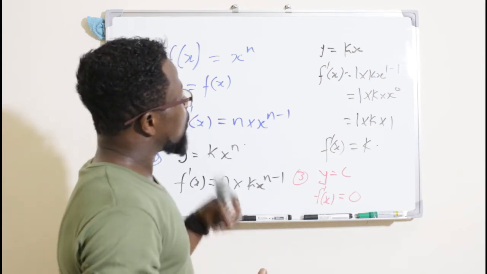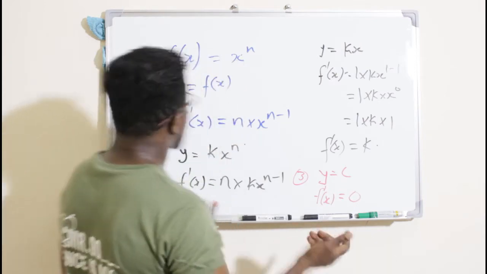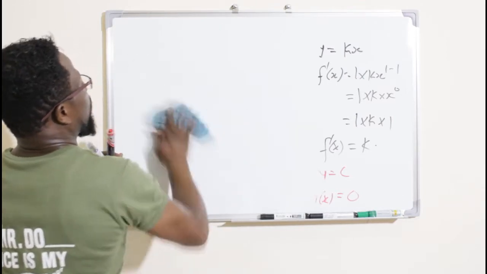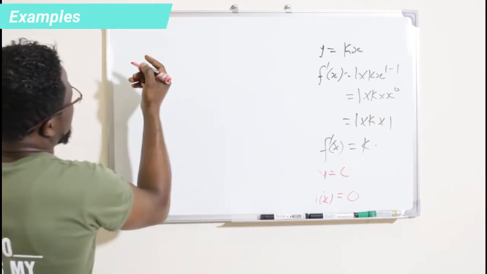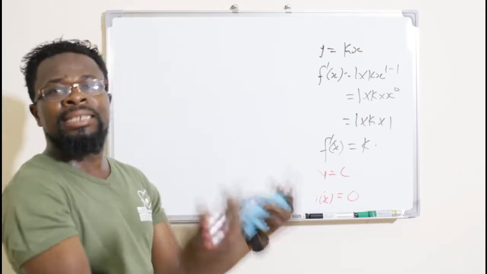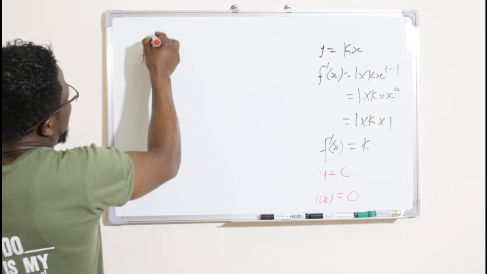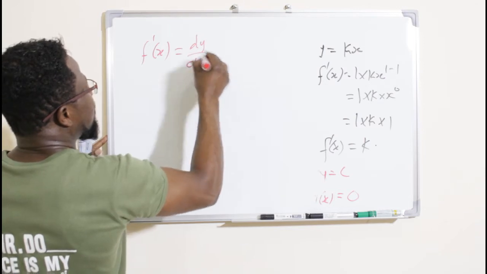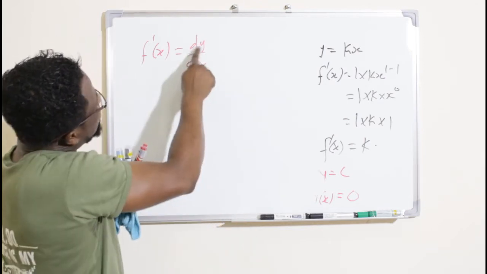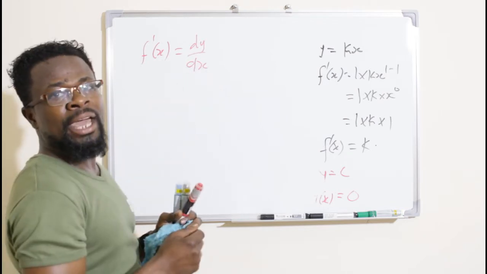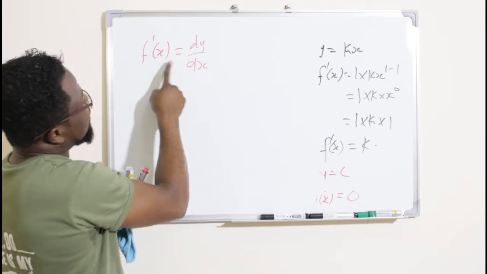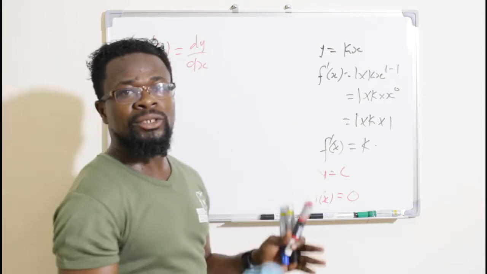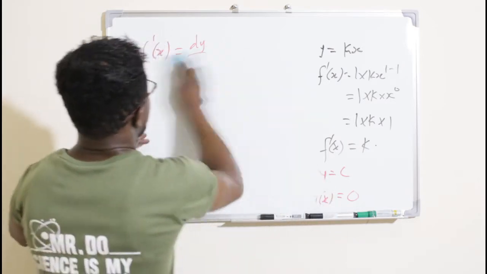Let's now look at some examples. If I'm given a question and I'm told to find the derivative of the function, which I write as f prime of x, this is still the same as dy/dx, which means I am differentiating the function y with respect to x. So f prime of x is the same as dy/dx. Now let's go by solving some practical examples.